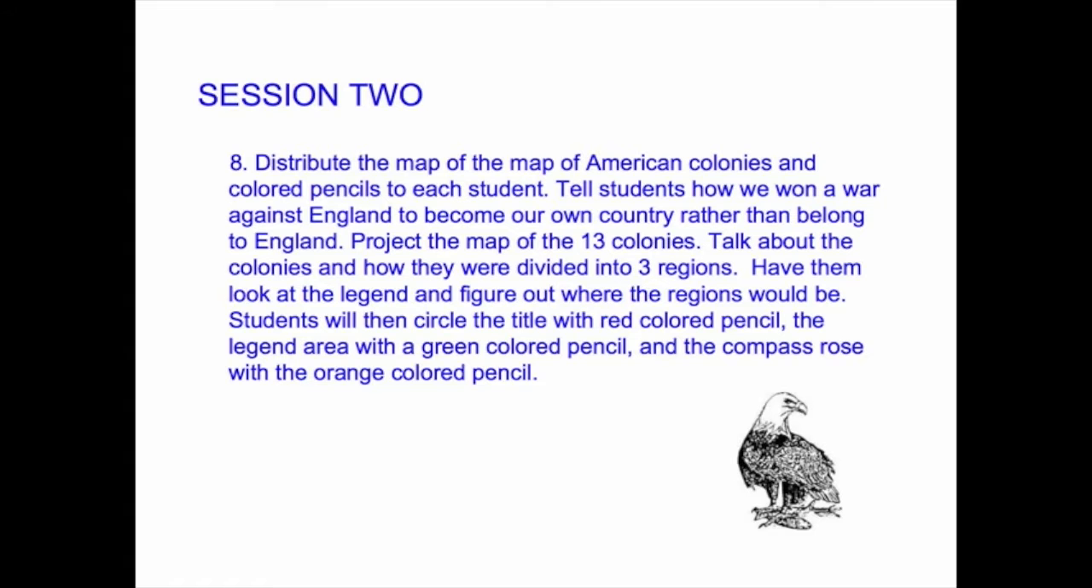Distribute the map of American colonies and colored pencils to each student. Tell students how we won a war against England to become our own country rather than belonging to England. Project the map of the 13 colonies. Talk about the colonies and how they were divided into 3 regions. Have them look at the legend and figure out where the regions would be. Students will then circle the title with a red-colored pencil, the legend area with a green-colored pencil, and the compass rose with the orange-colored pencil. And these, if you have the complete lesson, then the maps are attached to it.